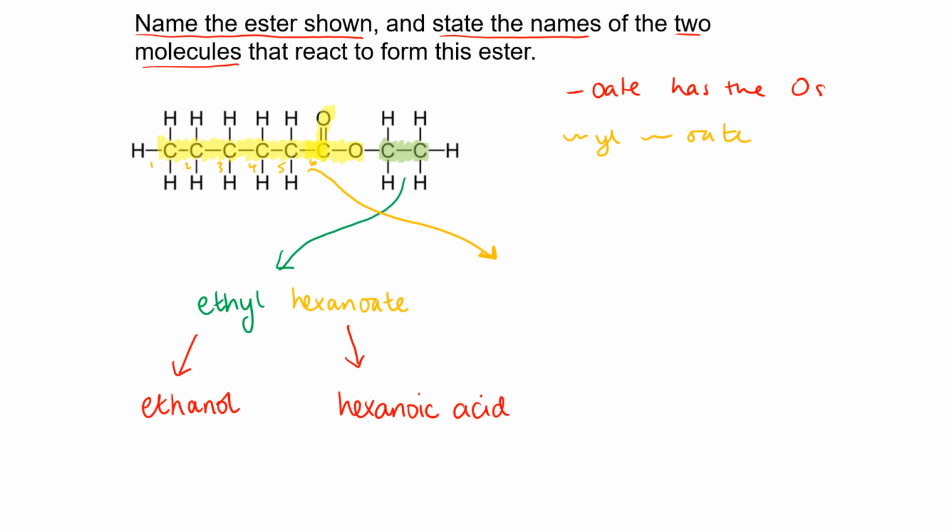Let me know if you have any questions, either a comment or a message. This is quite difficult as it overlaps with A-level, but there are just some simple rules to follow. So -yl from -ol, -oate from -oic acid. Break it down and look for the parts of the molecule.